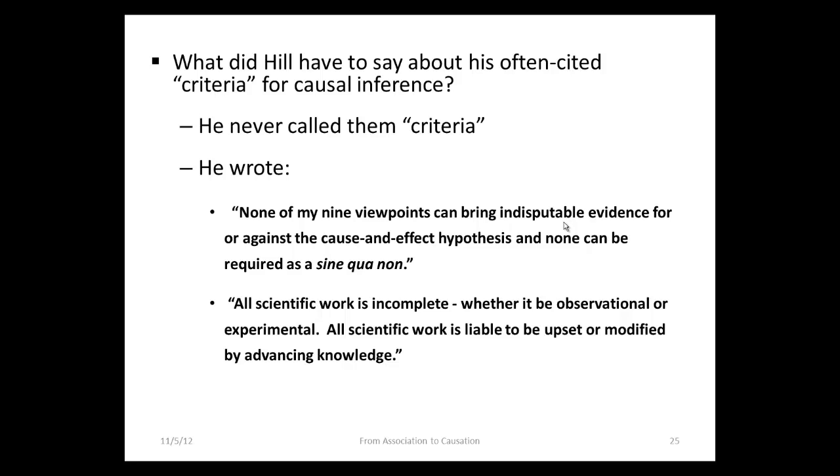Hill has some other great quotes, and there are some interesting anecdotes coming out of that story. First of all, he never called them criteria. I think this was an early idea for his presidential address that became much more codified than he ever imagined. He said, "None of my 9 viewpoints can bring indisputable evidence for or against the cause and effect hypothesis, and none can be required as a sine qua non." So none of them were necessary and sufficient. He also said all scientific work is incomplete, whether it be observational or experimental. All scientific work is liable to be upset or modified by advancing knowledge. And of course, I think we're grateful for the incremental way science works.